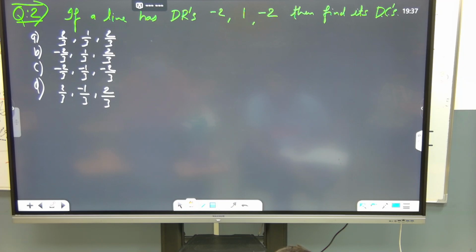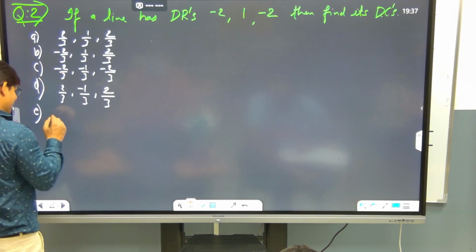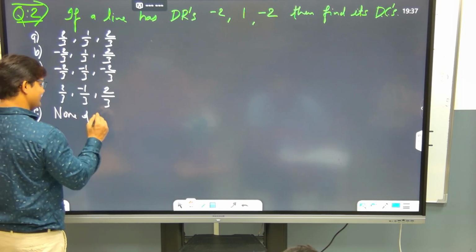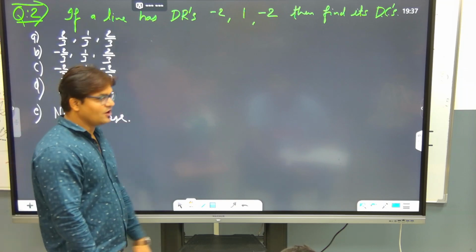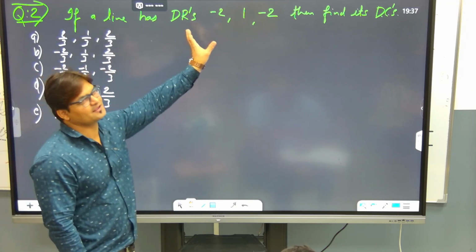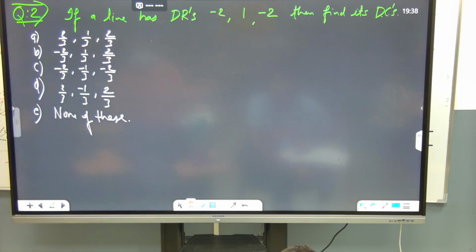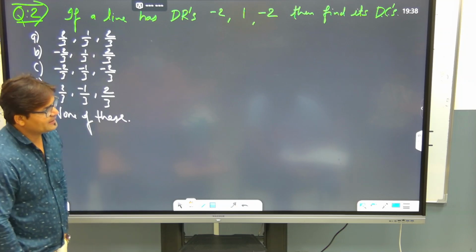Any other option? I have to write none of these also. Otherwise, accept none of these, E option. Find the answer. These direction ratios A, B, C are given, or we can understand them just like the coordinates of one point. Then find its direction cosines. Which option? What is the value of L, M, N here?